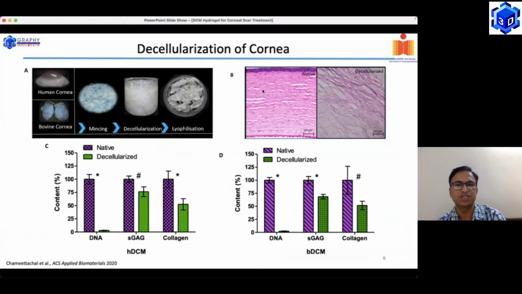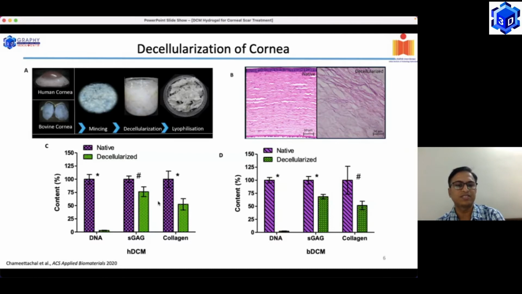Now, if you see here in histology, in the native cornea, the typical corneal stromal structure is present, but in the case of decellularized cornea, the structure is lost, but most importantly, all the cells are gone. That is our interest, because we want only the matrix, and in the matrix, most of the bioactive factors present in cornea are there. Also, the composition is very similar to the native cornea. So we wanted to use this decellularized cornea matrix for our further work.